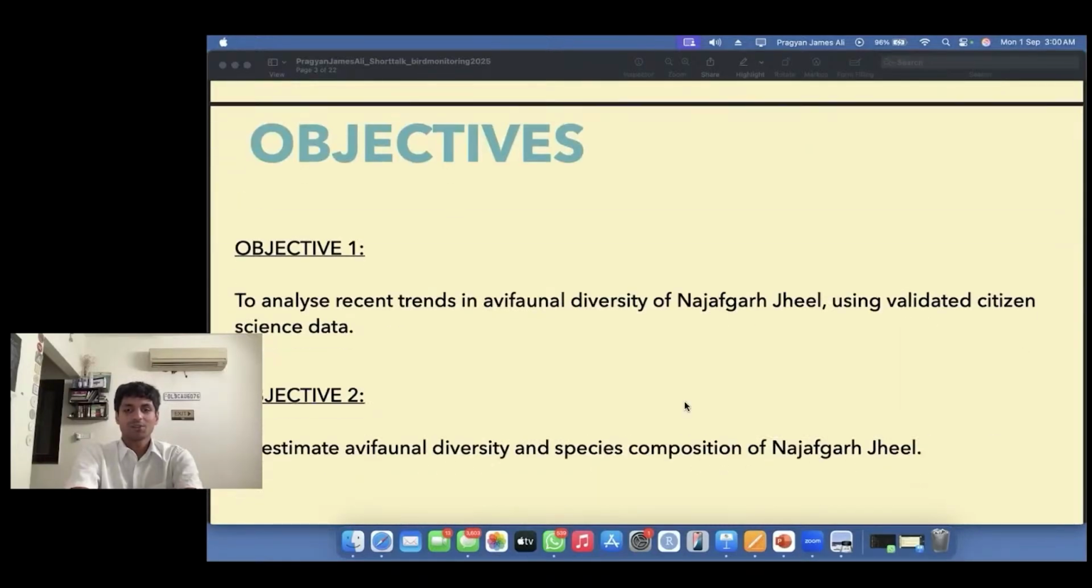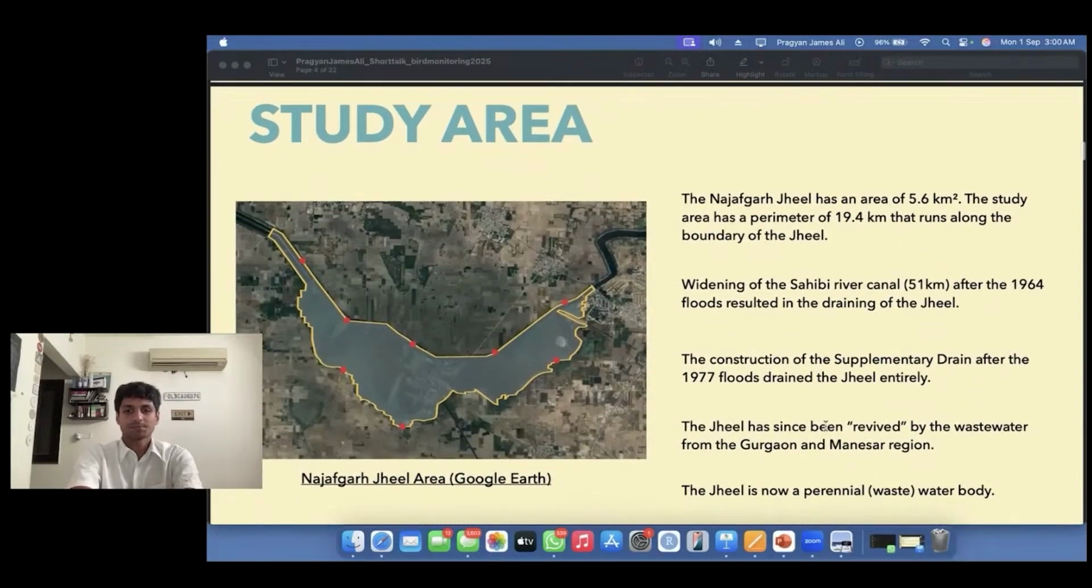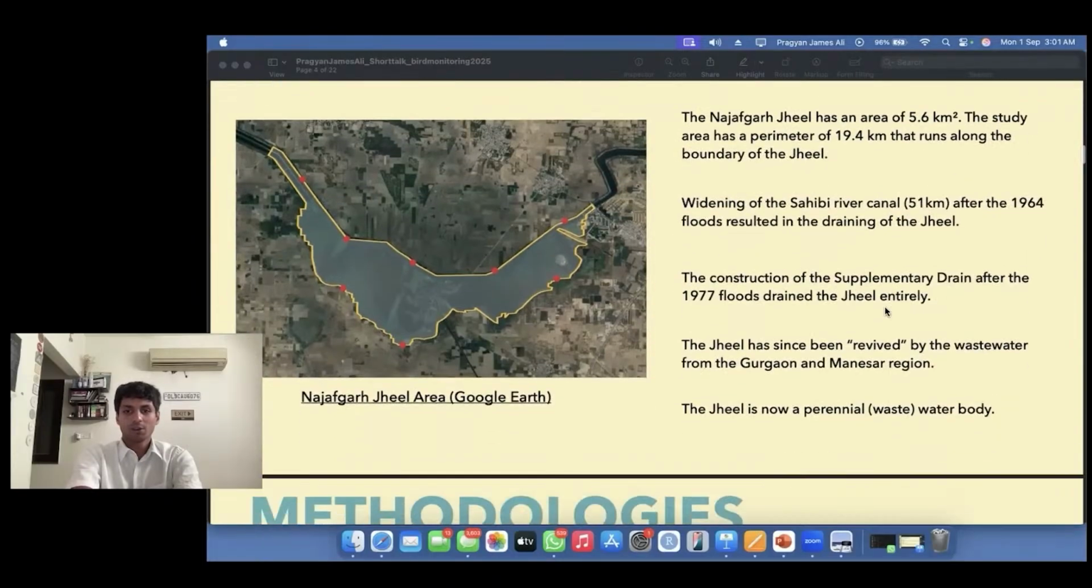There are two objectives that I tried to address through my research. The first objective was to analyze recent trends in avifaunal diversity of Najafgarh Jheel using validated citizen science data, which is the secondary data, and the primary data, which I use to estimate avifaunal diversity and species composition of Najafgarh Jheel. 8 vantage points were selected along the boundary of the Jheel while keeping a minimum distance of 1000 meters to ensure that there was no overlap of data. The red dots are the vantage points, 3 along the course of the road and 3 along the agricultural fields. The perimeter of the area was approximately 20 kilometers.